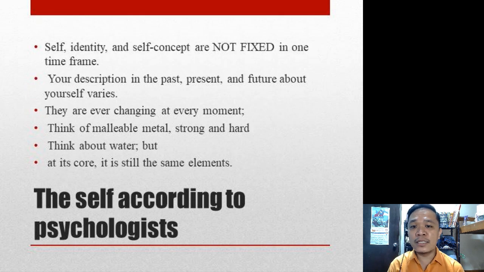Moving on, the self-identity and self-concept are not fixed in one time frame. Your description in the past, present, and future about yourself varies. They are ever changing at every moment. Think of malleable metal, strong and hard. Just like the metal, no matter how strong and firm, once it is exposed to fire, it becomes malleable, that can be twisted, that can be managed, that will be bent, right?